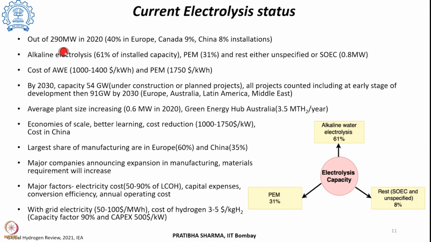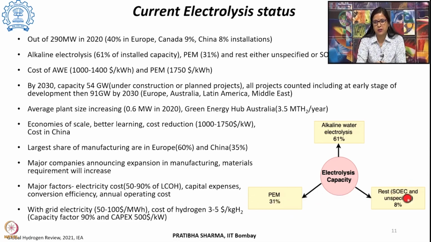And out of this 290 megawatt, if we see the different technologies which we have already studied in this course, alkaline water electrolysis accounted for 61% of the total hydrogen production using the electrolytic route. PEM electrolyzer 31%, and the rest are either unspecified or SOEC, solid oxide electrolytic units. The cost of alkaline water electrolysis lies in the range of $1000 to $1400 per kilowatt. For PEM it is around $1750 per kilowatt.